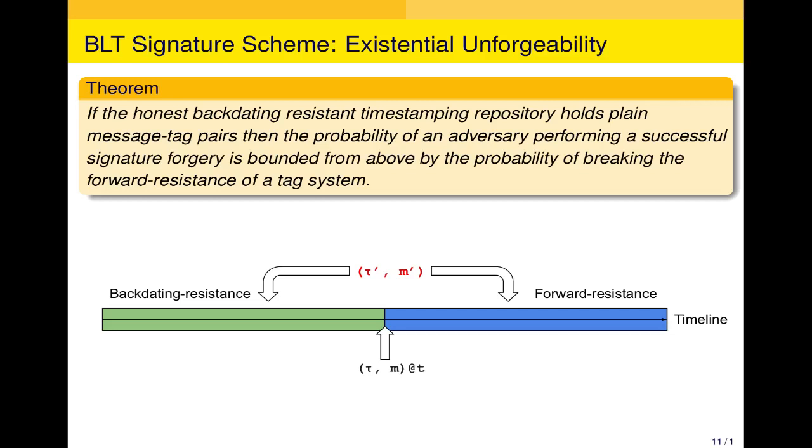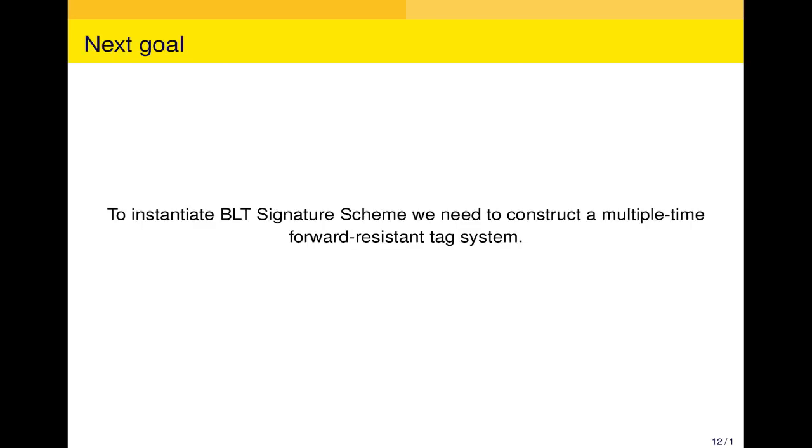Intuitively, if a user observes a signature tau, M associated with the time T, then to perform a forgery he must produce a pair which is going to be associated either with the earlier time or with the later time. The first possibility is excluded by the backdating resistance of the timestamping service, and the second possibility is excluded by the forward resistance of the tag system. The presented BLT construction is secure for any forward-resistant tag system. In the following, we will see how to construct a specific multiple-time stateless and efficient tag system from one-time signatures.